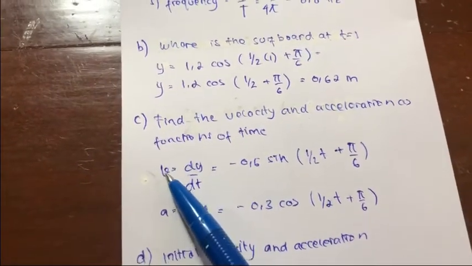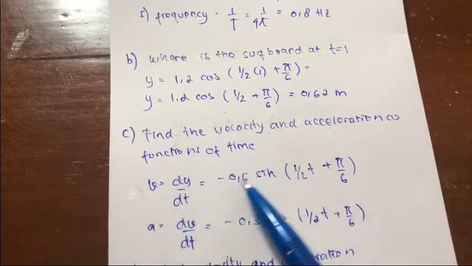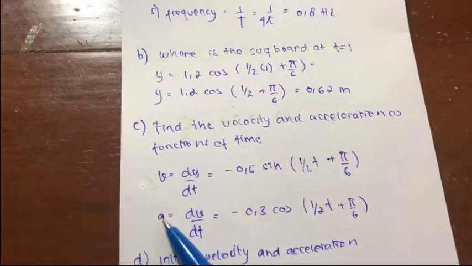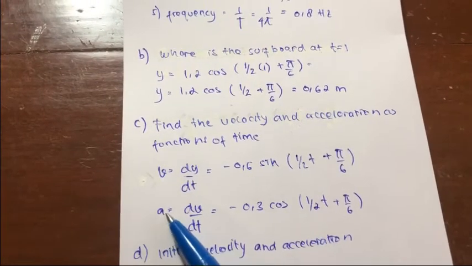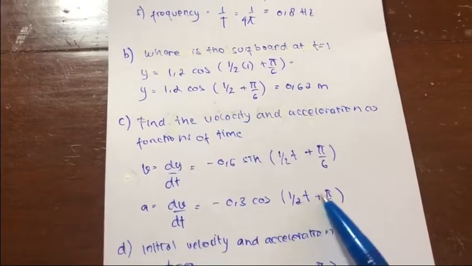The third question is, find the velocity and acceleration as a function of time. The velocity is the derivative of the position, so we have this one, and the acceleration is the derivative of the velocity, so we get this one.